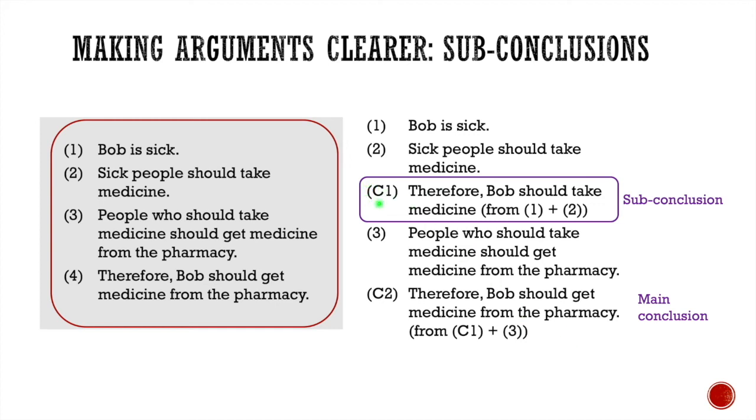Notice I've also changed these numberings. So here I had 4 as the conclusion. I've instead numbered it as C2 and made the subconclusion C1. This is just to make it clearer that these are conclusions, and that this is the first conclusion and this is the second one. You could keep them as numbers. You could say 1, 2, 3, 4, 5, but here I just prefer to use 1, 2, C1, 3, C2. It's up to you.